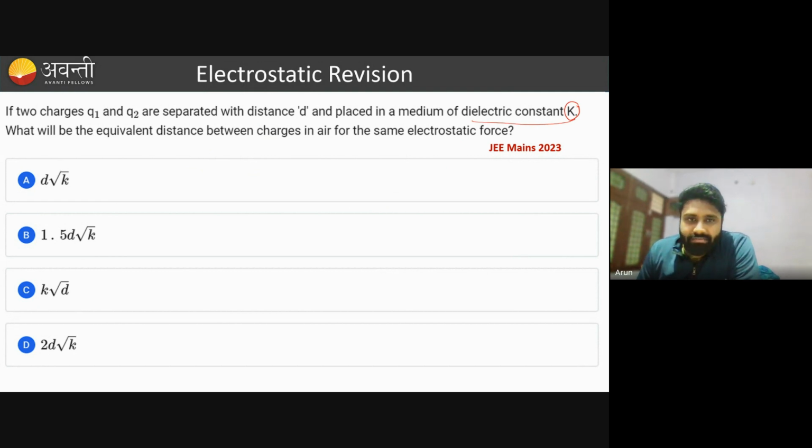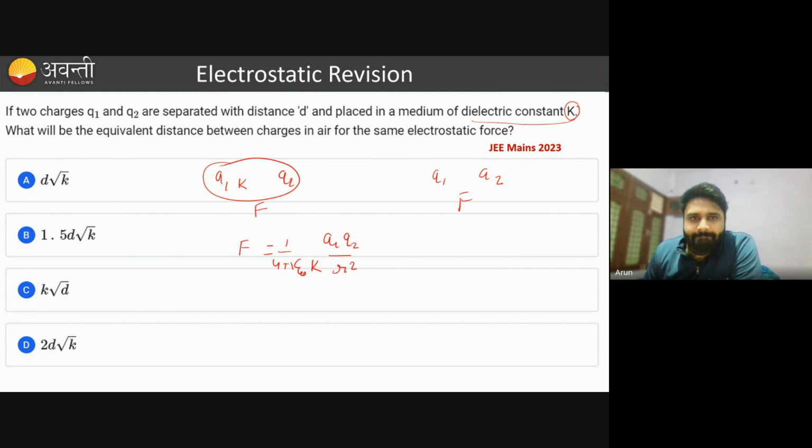So what will be the equivalent distance between charges in air for the same electrostatic force? Which means you have placed these charges in the dielectric constant K medium. This is Q1 and Q2. And here they are in vacuum. So the force experienced by them will be the same. So we need to calculate that distance. We know that the force experienced in a medium K is 1 upon 4 pi epsilon naught K into Q1 Q2 by R square. The equivalent distance we have to find out, and the force experienced in vacuum is 1 upon 4 pi epsilon naught into Q1 Q2 by R square.